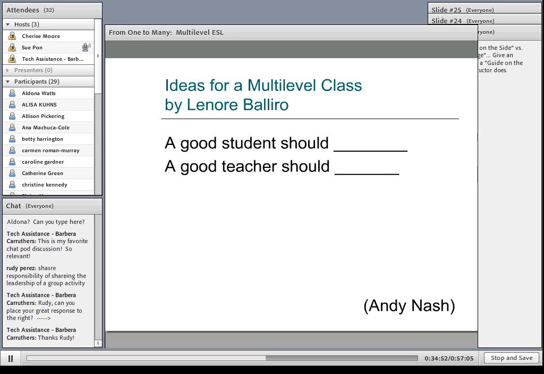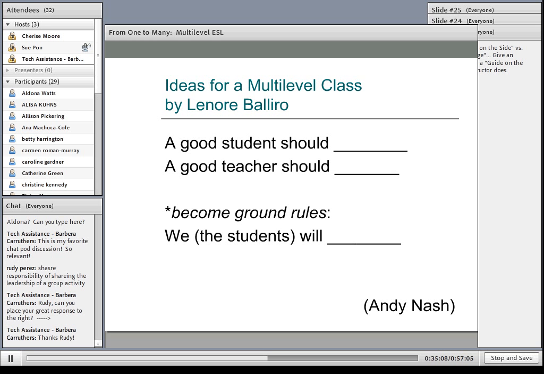And students then come up with, I need to speak X number of times in class. I need to come to class on time. I need to come to class prepared. So from these sentence starters, Andy Nash develops them into class agreements or ground rules of what we, the students, will do, what is our responsibility, and what the teacher will do.